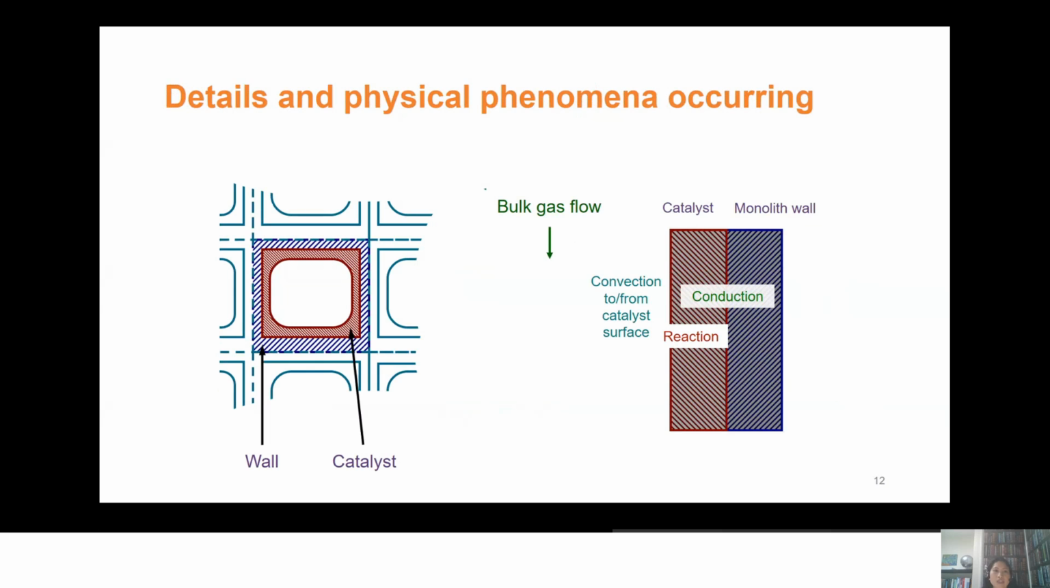Okay, so looking at the monolith in more detail, schematically, you can see that there is a repeating cell. Our schematic here shows a repeated cell. Again, you have the wall, that's the blue region, the blue pattern. That's your wall, and that is the monolith support. And it is covered by the catalyst coating.